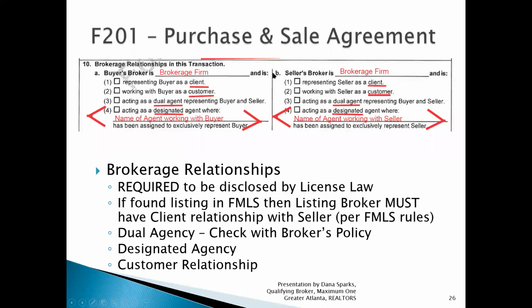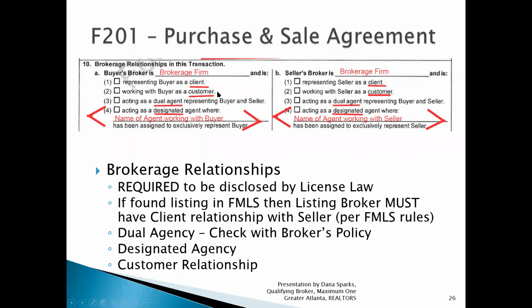All right, moving along in the brokerage section, there is a place where you complete which brokerage firm is working with the buyer and which brokerage firm is working with the seller, and if the relationship between the broker and the public person is that of client, customer, dual agent, or designated agent. Now, if it is a designated agency situation, that is the only time that you fill in the name of the agent working with the buyer. A lot of new licensees or people jumping back in, if you've got one brokerage firm working with the buyer and one brokerage firm working with the seller, they'll still fill in the names of the agents. We don't need that. We get that on the signature page. This is only if it is a designated agency situation.